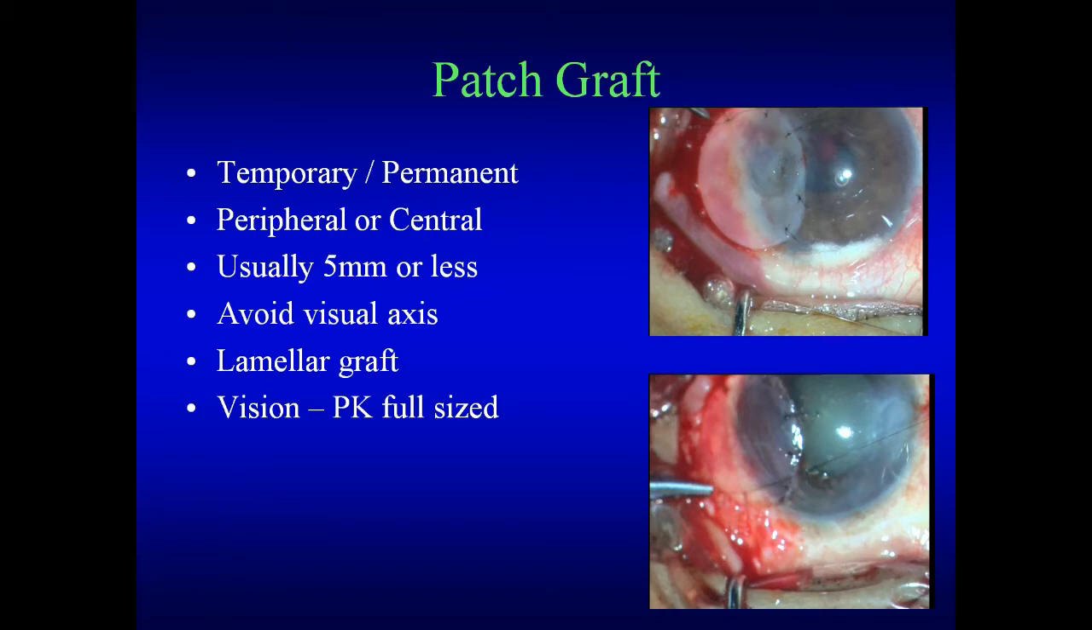And a patch graft is very useful, mainly for peripheral ulcers. It can also be useful for small central ulcers. It can be either a temporary procedure or a permanent procedure. Usually these grafts are for ulcers 5 millimeters or less, and we try our best to avoid the visual axis. Not always possible. It is basically nothing but a lamellar graft. The visual rehabilitation, however, has to come by a secondary procedure of a full thickness graft later on.